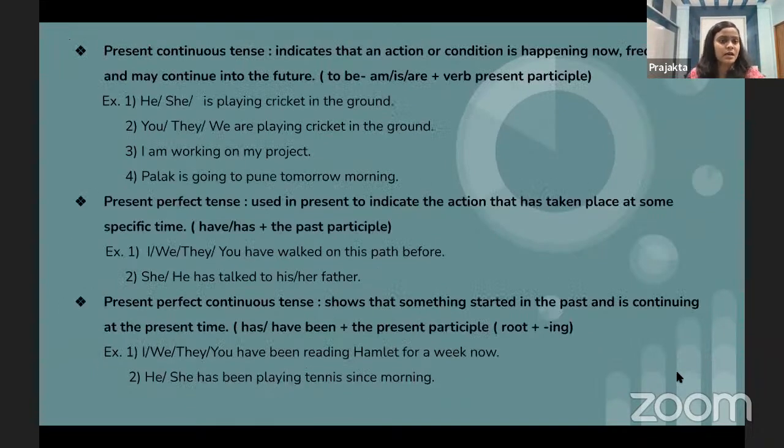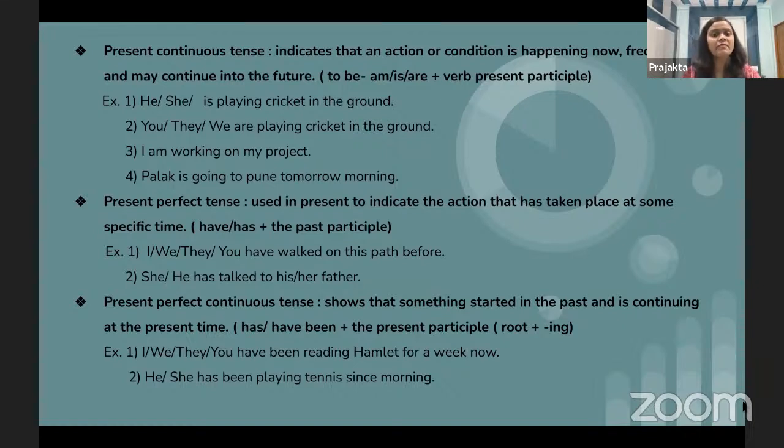See the next tense, present continuous tense. Okay, so what does present continuous tense mean? It indicates that an action or condition is happening now, frequently, and may continue into the future. So present continuous tense means कि अभी present में कोई event है या incident है, वो हो रहा है और वो आगे भी होता रहेगा. We don't know the definite time of the action.